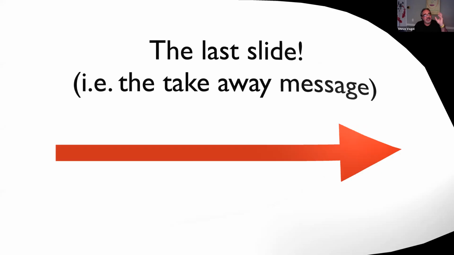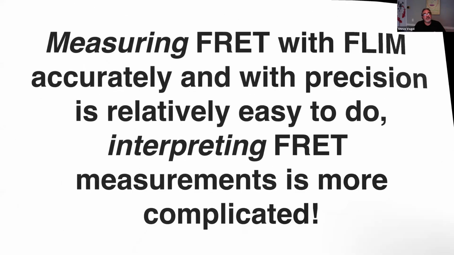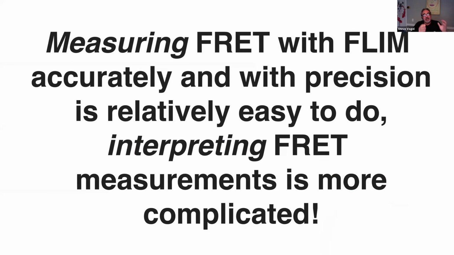And now I'm going to go to the last slide, which is the takeaway message and the point of this. The main point I want you to leave here with today is that measuring FRET with FLIM accurately and with precision is actually relatively easy to do. And that's a really good thing, and it's a really powerful thing. Interpreting FRET measurements is much more complicated, and you have to be very thoughtful, right? Because there are other factors that could make it much more confounding, and that's why we have to learn about what these things are that could lead us astray. So with that done, I'm happy to open it up to questions.